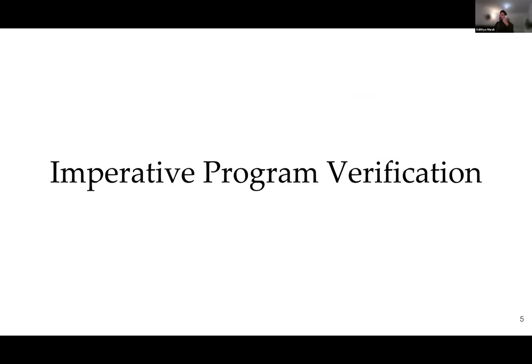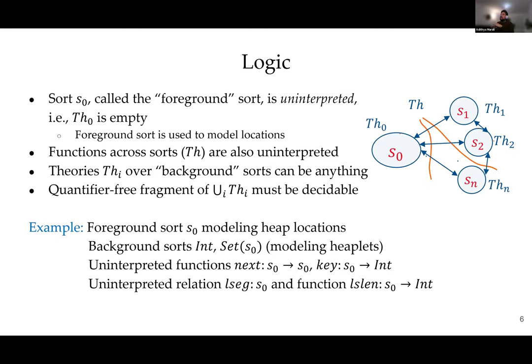So first, let's look at imperative program verification. The logical setup here, the abstraction, is one of a multi-sorted first-order logic. We already saw this in the first half of the talk. There's a predominant foreground sort, which is supposed to model the primary objects that you're talking about. So in this case, these are locations. That foreground sort is supposed to be uninterpreted, so the theory is empty. It's used to model locations.